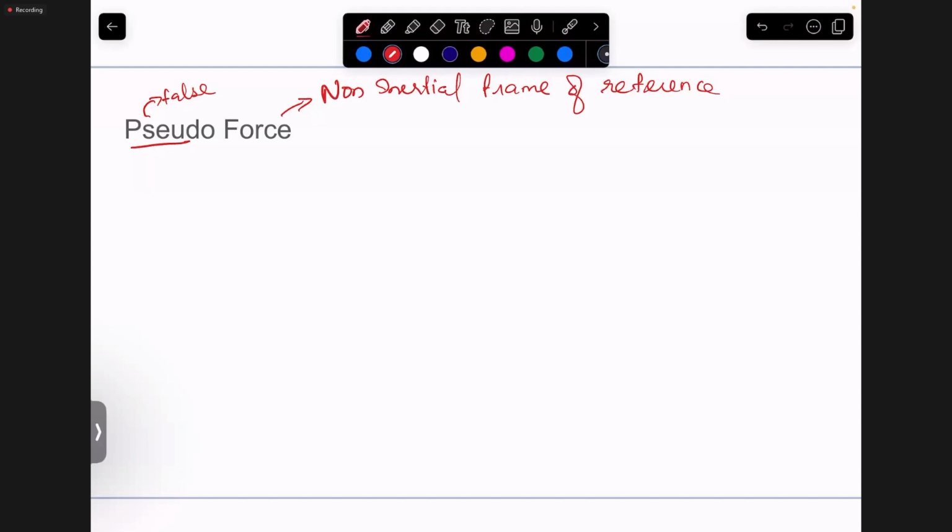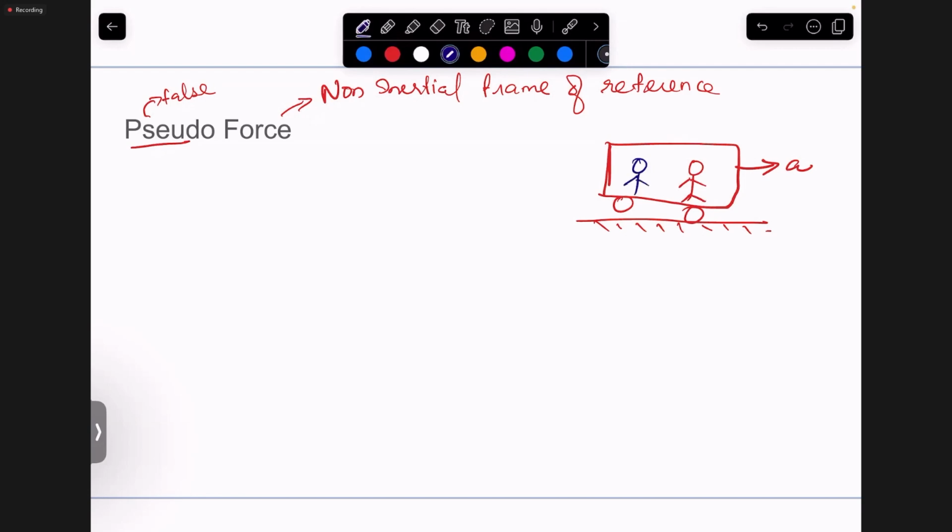So that force we will be saying as pseudo force. I'll explain it once again. So this is that bus. This is moving on this road with an acceleration A, and there is this person who's standing inside the bus. And this is the observer. Observer is standing inside the bus and observing this passenger.